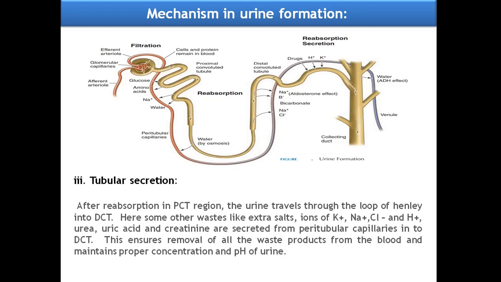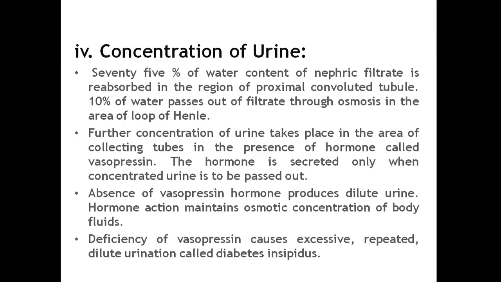And in the PCT region, some amount of tubular secretion also takes place. The next stage is concentration of urine. Already 75% of water from the primary urine is reabsorbed in the PCT, and 10% of water is reabsorbed in the loop of Henle. Further, concentration of urine is regulated by a hormone called vasopressin.